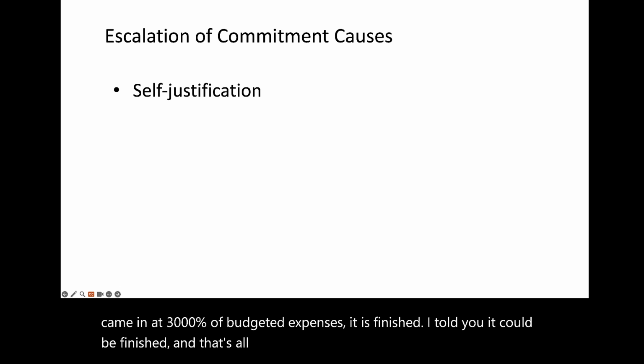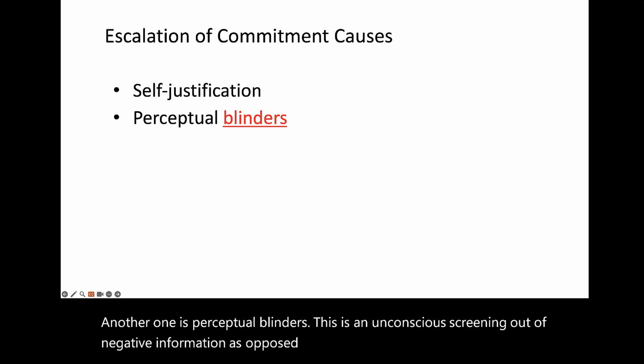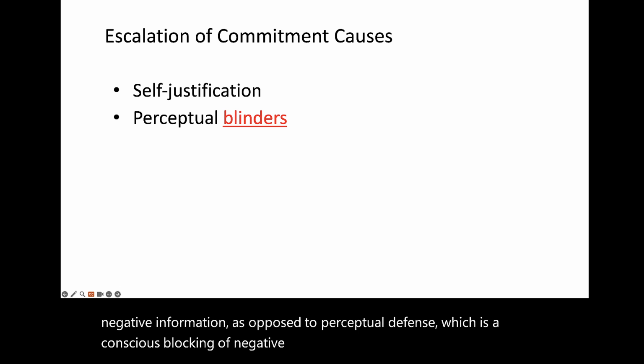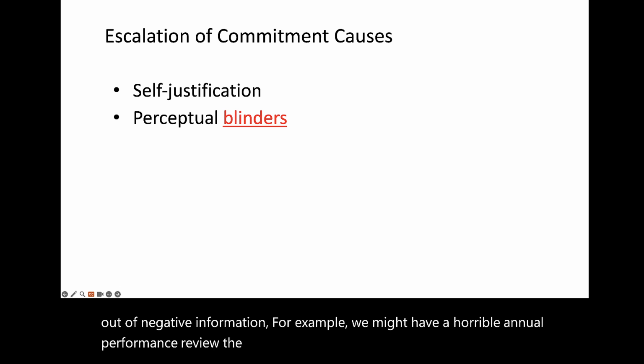Another one is perceptual blinders. This is an unconscious screening out of negative information, as opposed to perceptual defense, which is a conscious blocking of negative information. In the unconscious screening out of negative information, for example, we might have a horrible annual performance review. The only thing we remember from that review is that the boss liked our shoes.